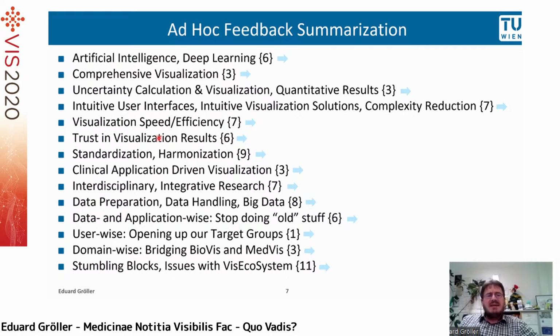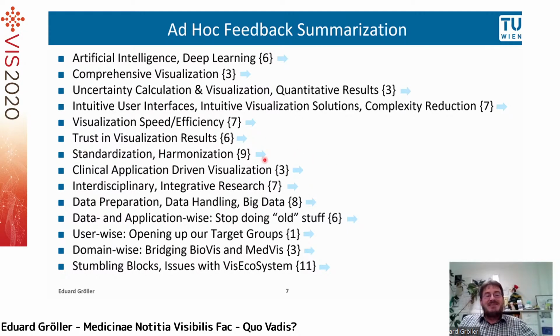The data is going through so many steps until it ends up as an image. How many errors are introduced there? I mean, what are features, what are artifacts? Many people plainly say, I don't trust visualization. I'm not sure about that.